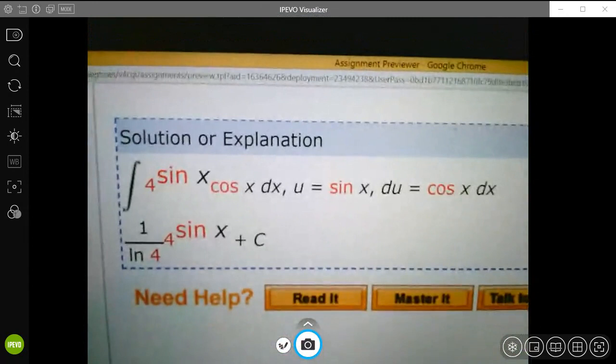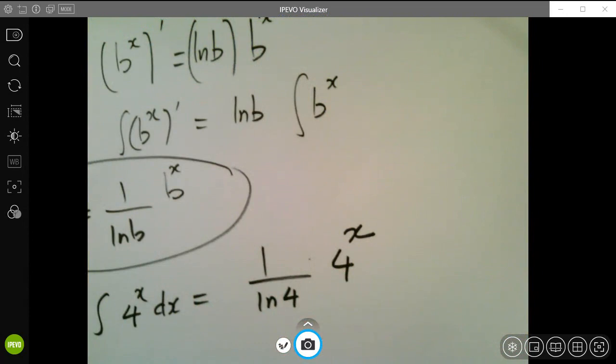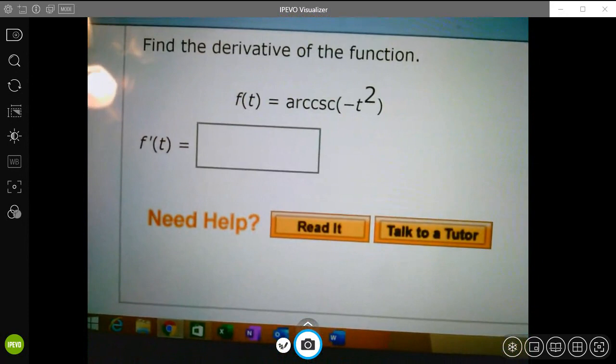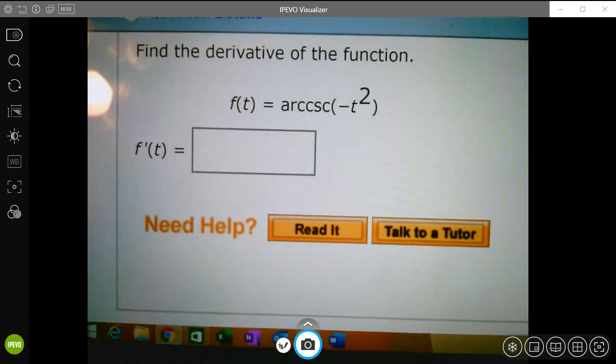Okay, let me just go. This is a little bit different: the derivative of the inverse function arc cosecant of negative t squared.